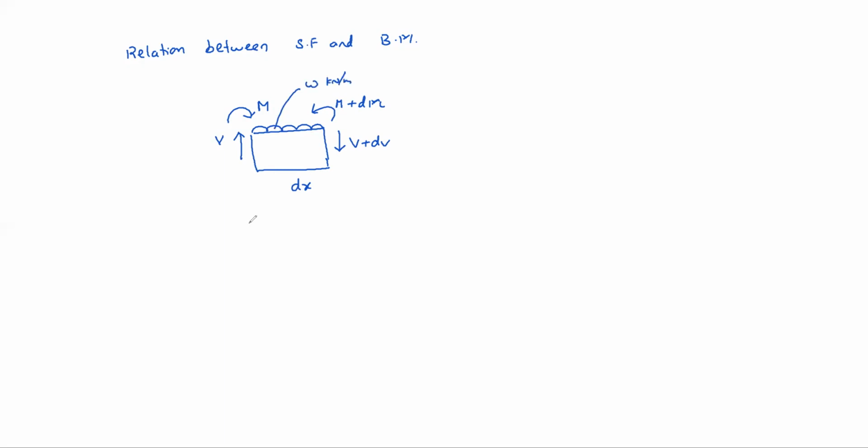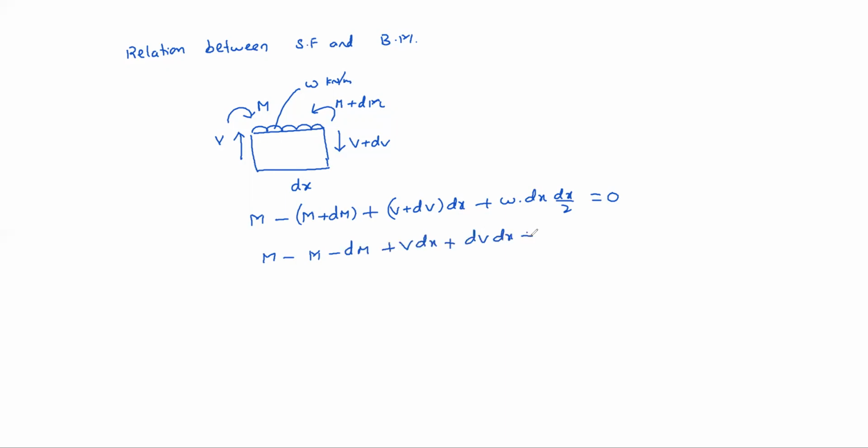So for moment equilibrium, clockwise moment M about A, so minus (M plus dM), plus (V plus dV) into dx as a clockwise couple, and plus w into dx by 2, equal to 0. This is the moment equilibrium. So M minus dM plus V dx plus dV dx plus w dx into dx by 2 equals 0.